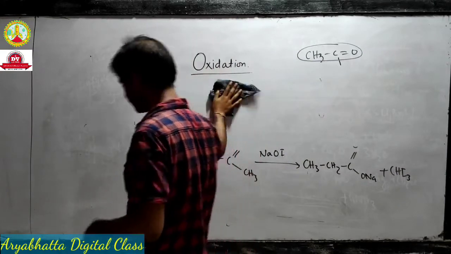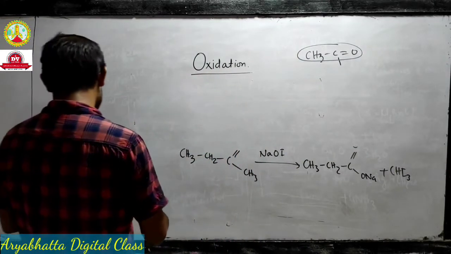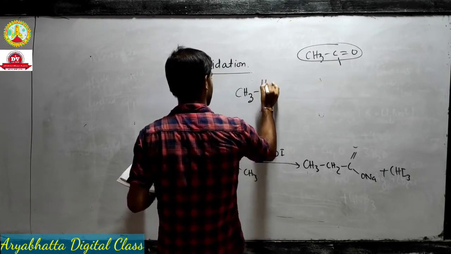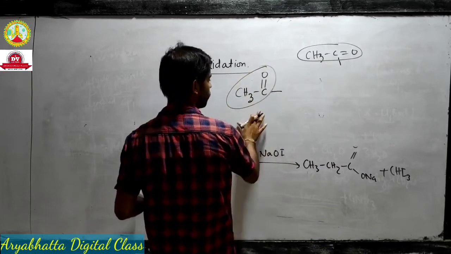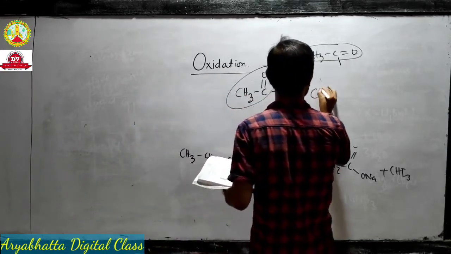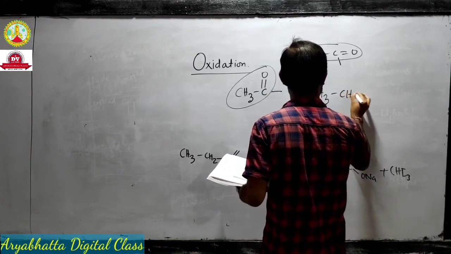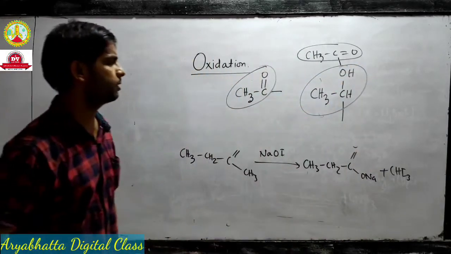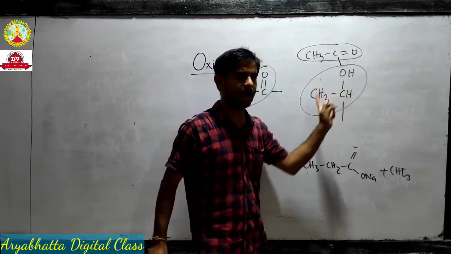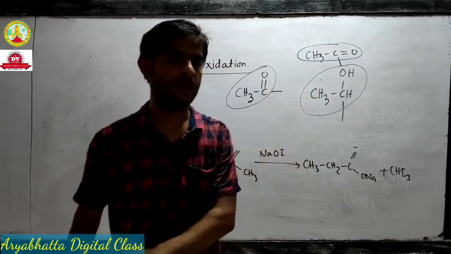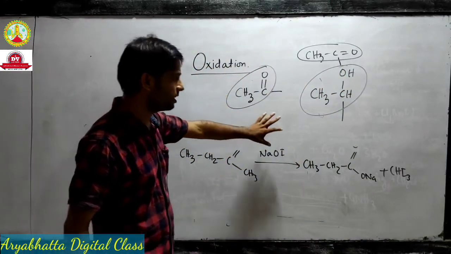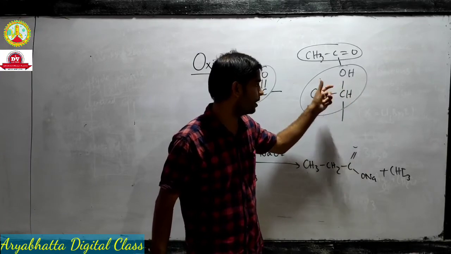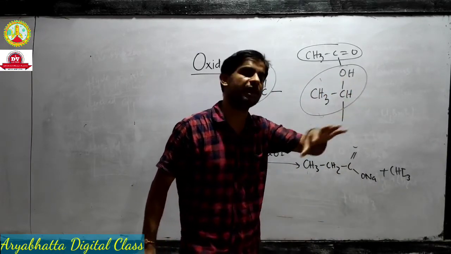Since you can test this group, we have understood that we can test the presence of this group in a molecule. We can also test the presence of this group. That means these types of alcohols can also be tested using this iodoform or haloform reaction. Because we know that if we oxidize this alcohol, a double bond will appear here. That means it will ultimately be converted to methyl ketone.